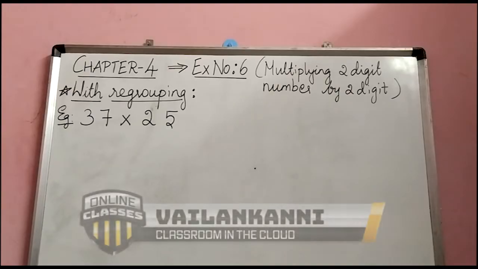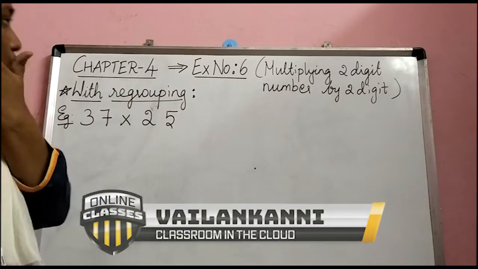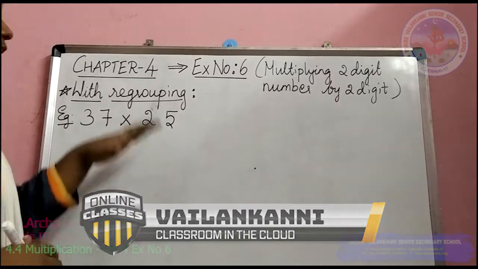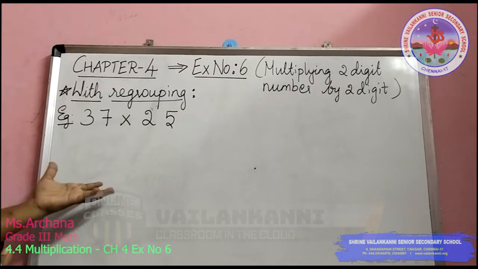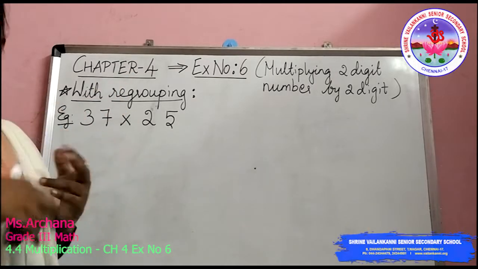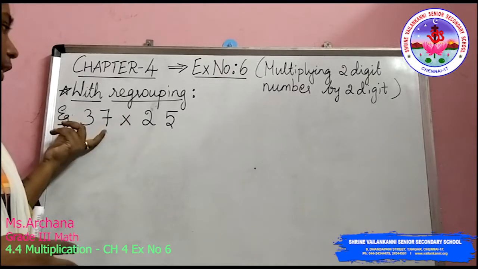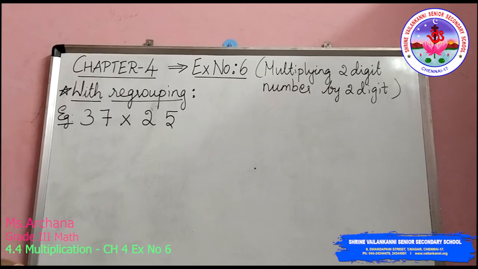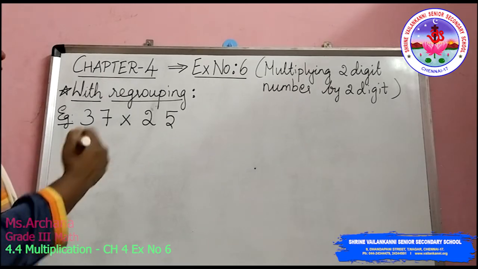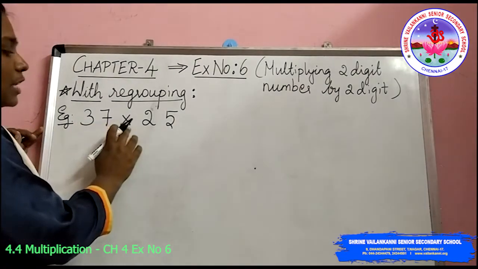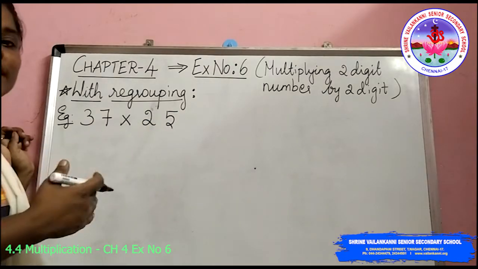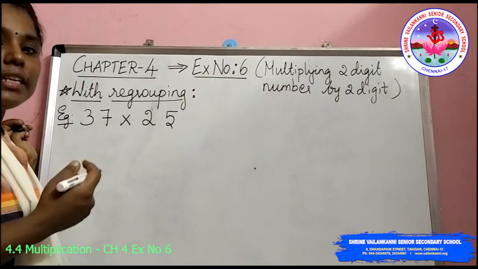Hi children, today we are going to continue our chapter 4 with exercise 6. Exercise 6 is going to be the last exercise under chapter 4. Here we are going to see how to do multiplication of a 2-digit number with another 2-digit number with regrouping. That is, when a 2-digit number is multiplied with another 2-digit number, you will get a carry forward. So at that time, how do we proceed with the numbers?